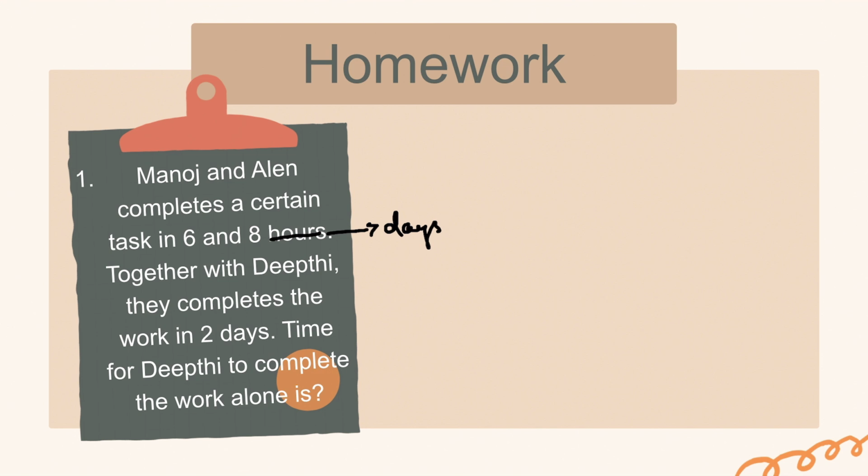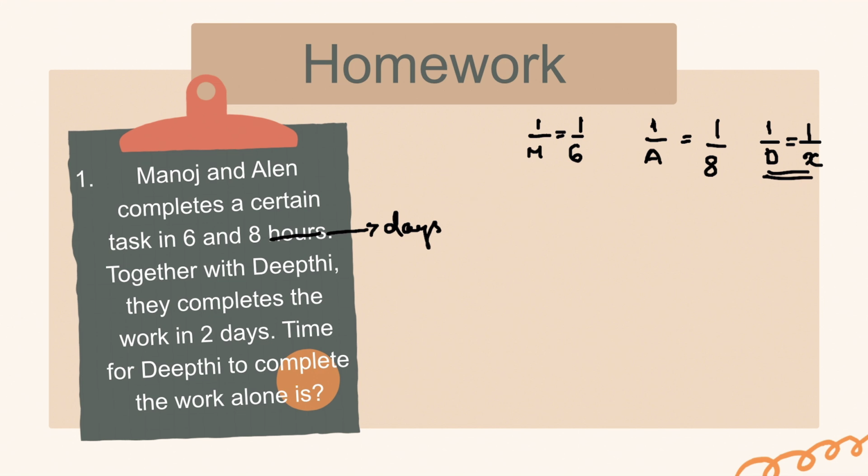It is actually easy once you write this down. Manoj takes 6 days, which means in 1 day Manoj will do 1 by 6 of the work, isn't it? This is how we used to write it. We have already discussed it in 2 videos. I hope you already know this by now. Alan takes 8 days, which means in a single day Alan will do 1 by 8 of the work, right? And I am assuming in a day Deepthi will do 1 by x of the work. That means Deepthi will complete the work in x days, right? That x we have to find.